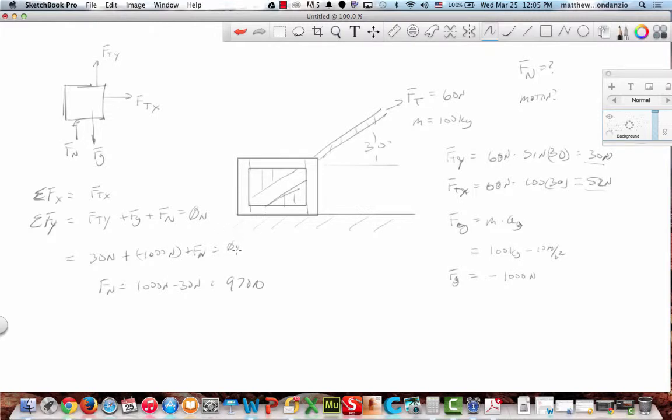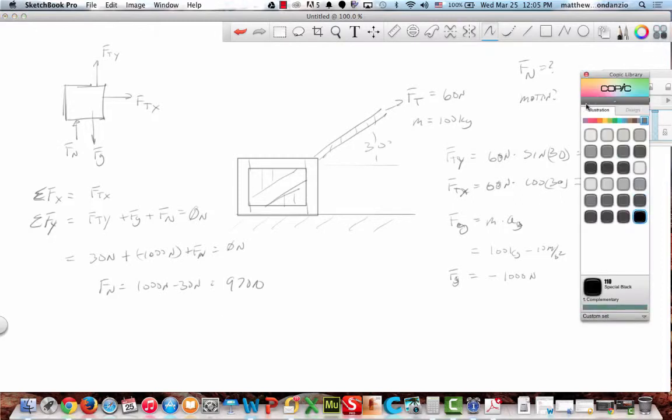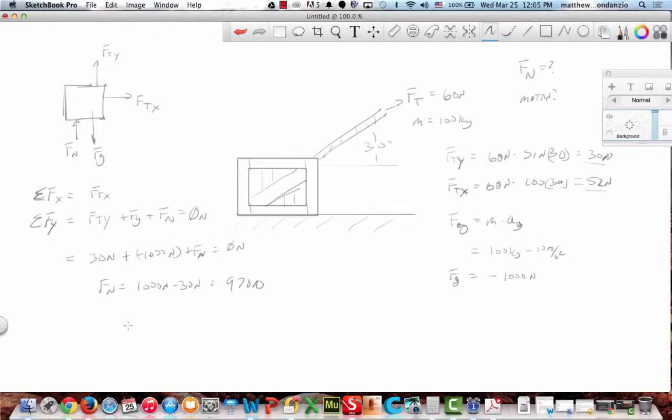Guys, don't just blindly write down what I'm writing down. Follow it here. Plus normal force equals 0. Now I'm going to do some basic algebra where I solve for F_n. I'm moving each side to the other side. So I have to add 1,000 to both sides and subtract 30 from both sides.